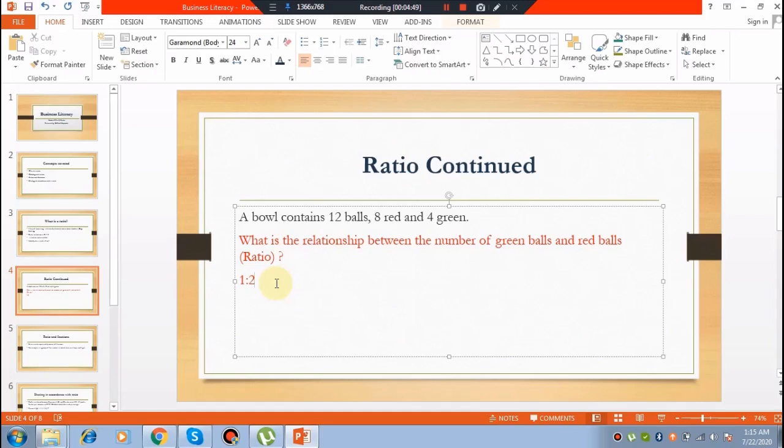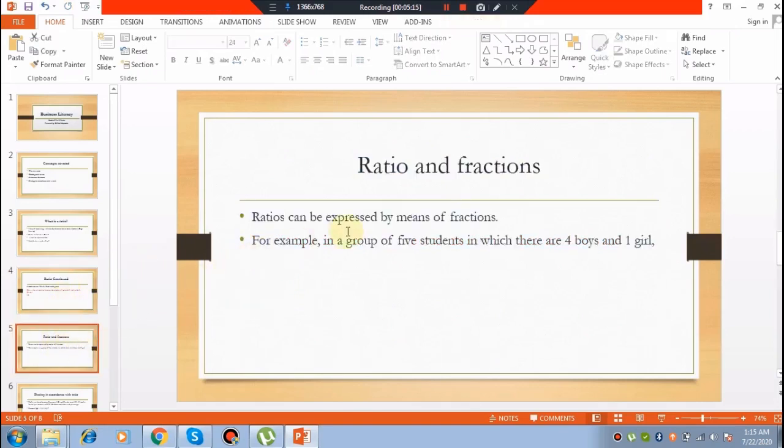So guys, it doesn't get any more complicated or any simpler. This is just simple and straightforward. Don't overthink. We are doing business literacy, by the way, so it's basically the fundamentals that you just need to know. Moving on to the next aspect, we now need to see ratios and fractions.